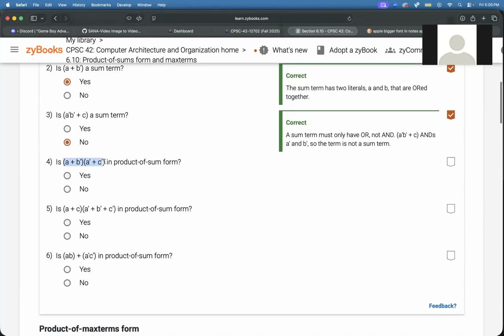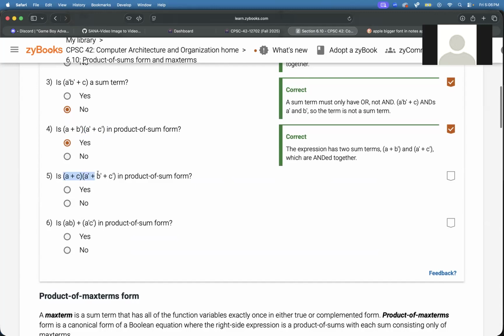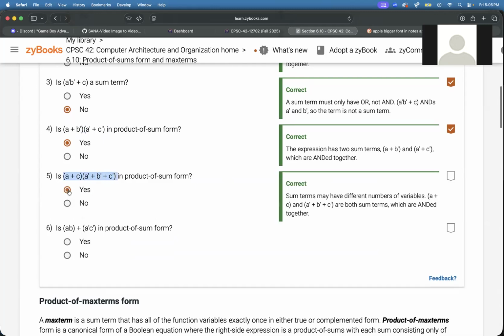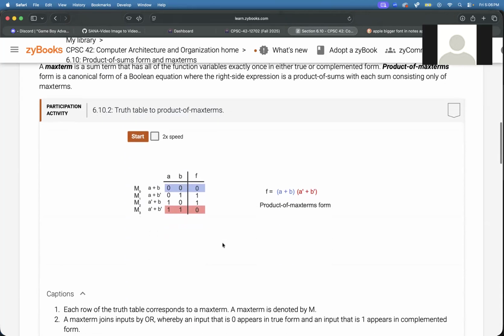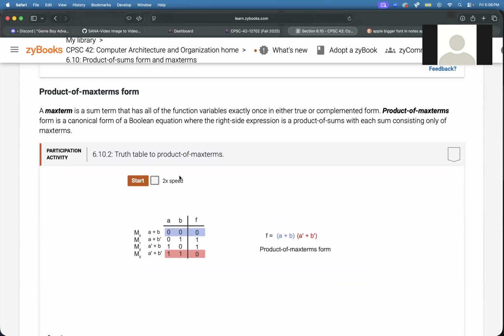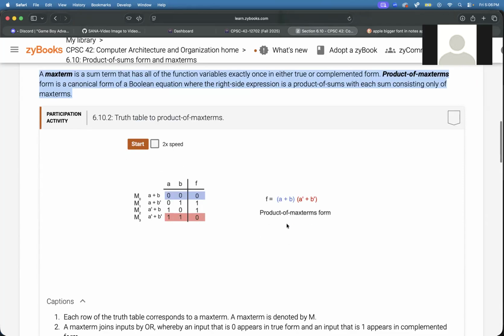Is this a product of sums? Yes. Is this a product of sums? Yes. Is this a product of sums? No, this is a sum of products. So backwards. So you can see a max term is a sum that has all the function variables exactly once, but it's a sum, instead of a product. Cool.